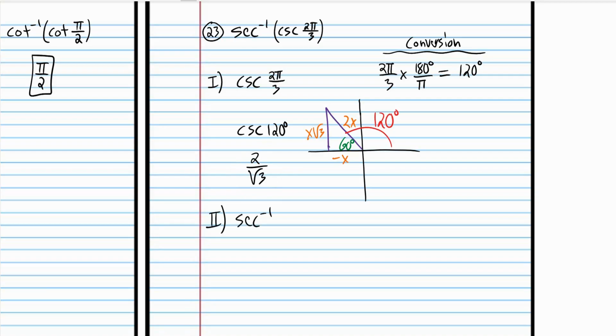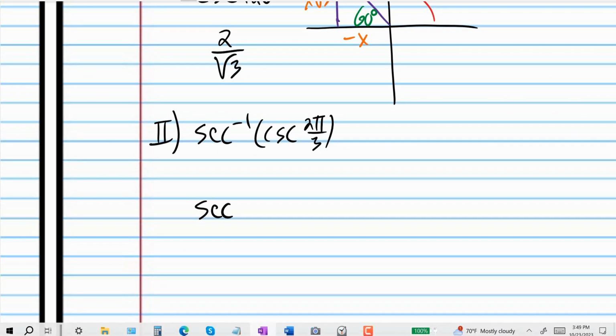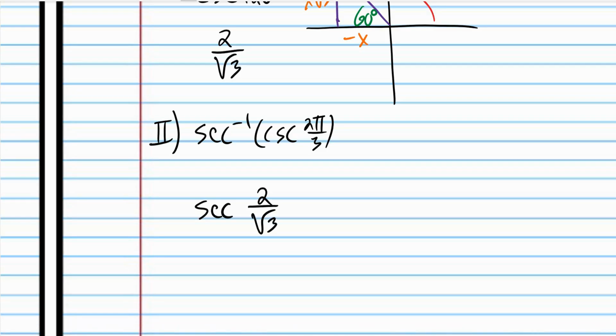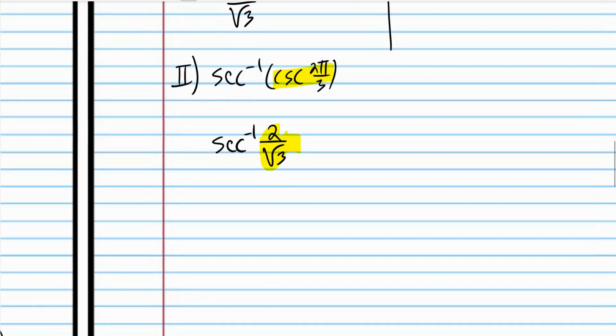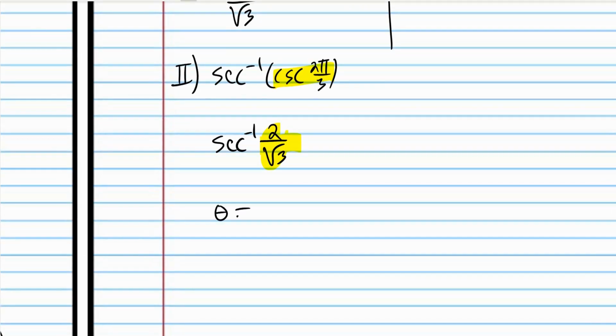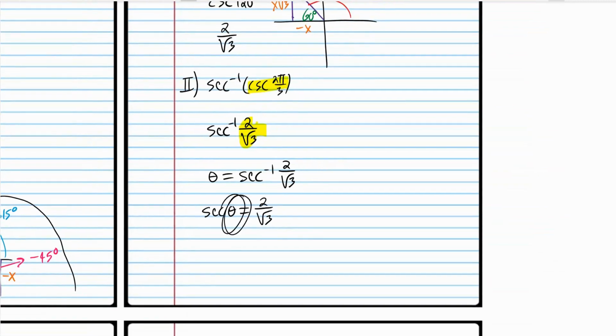We're going to find secant inverse of cosecant of 2 pi over 3. But we just found the inside part. That's 2 over root 3, so we already did that. Whoops. Let's remember to write our inverse symbol. Now, secant inverse is an angle. But how do we know what the angle is? Well, we'll set it equal to theta, and then we'll convert the form of the equation, as we always do. And now we see what angle we're looking for.